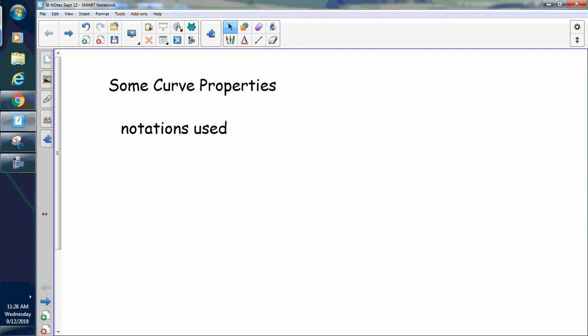Welcome to day 2 of applications of derivatives. Yesterday you saw how derivatives are tied into motion. If we have a position function, the first derivative is velocity, and then the second derivative would be equal to acceleration. Today we're going to find out that we can use them to tell some properties of curves.